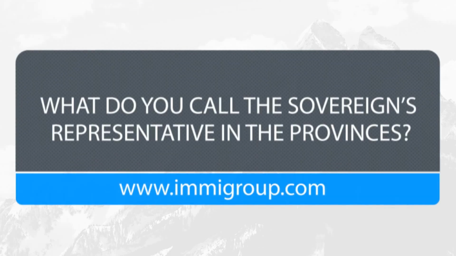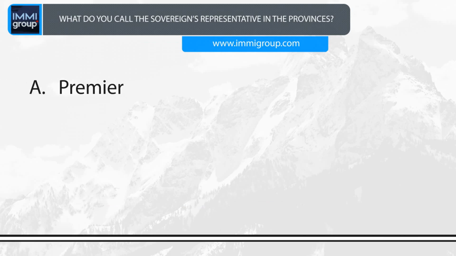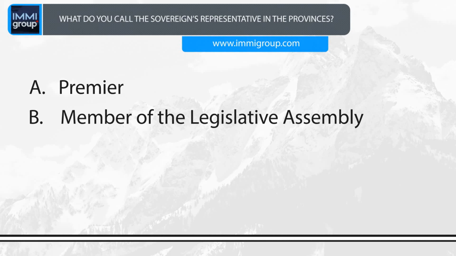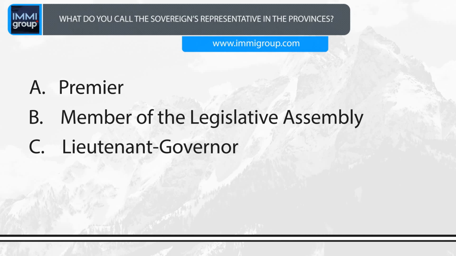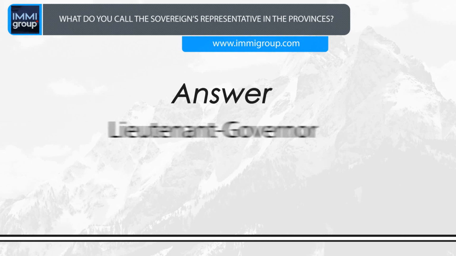Who do you call the sovereign's representative in the provinces? A. Premier. B. Member of the Legislative Assembly. C. Lieutenant Governor. D. Senator. Answer: Lieutenant Governor.